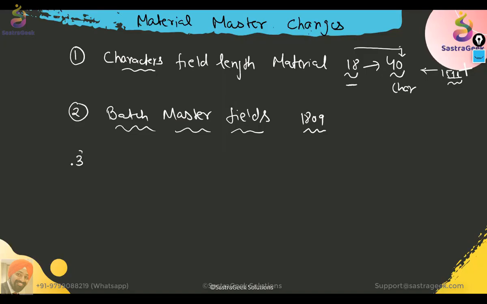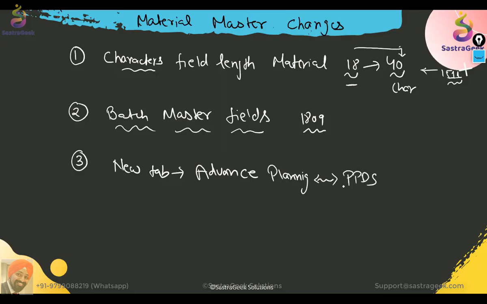So these are the generic changes which are going to impact all of your modules. Then they have made module specific changes. A new tab has been introduced. I'm not going to discuss each and everything, but we'll discuss the high level things. The module specific things in the material master, we will be discussing in the module itself. The Advanced Planning tab has been introduced to integrate your master data with the PPDS system.